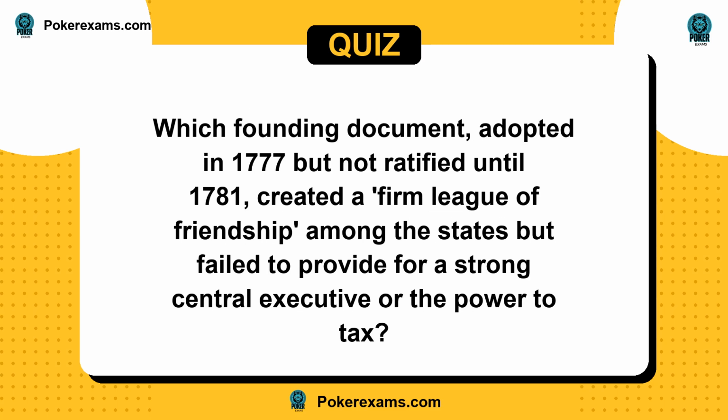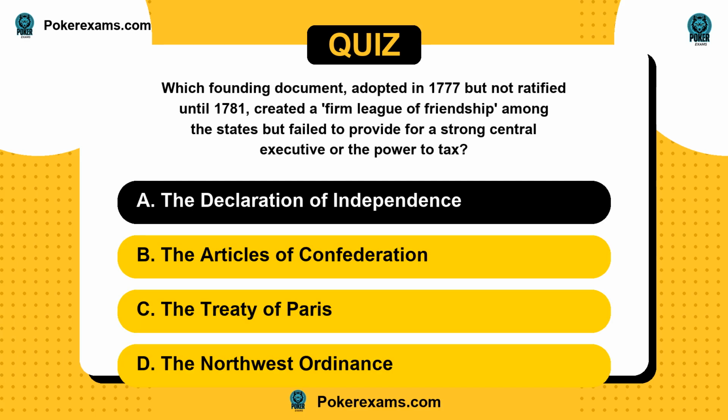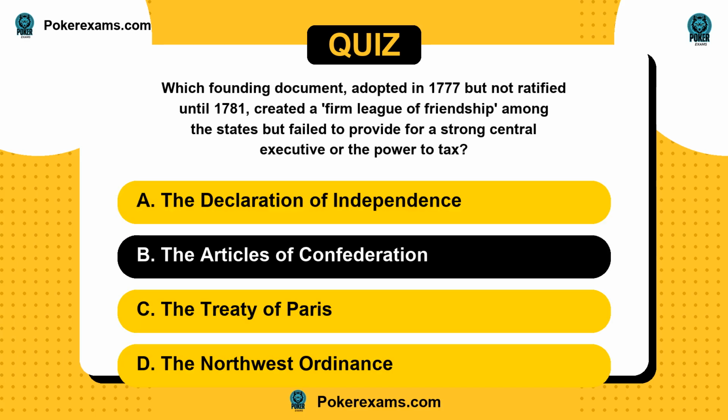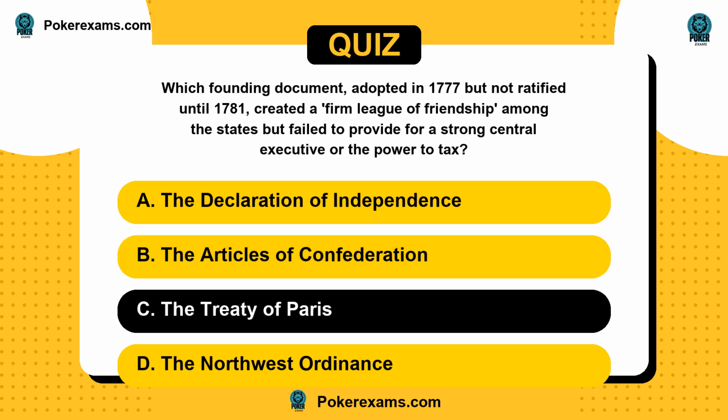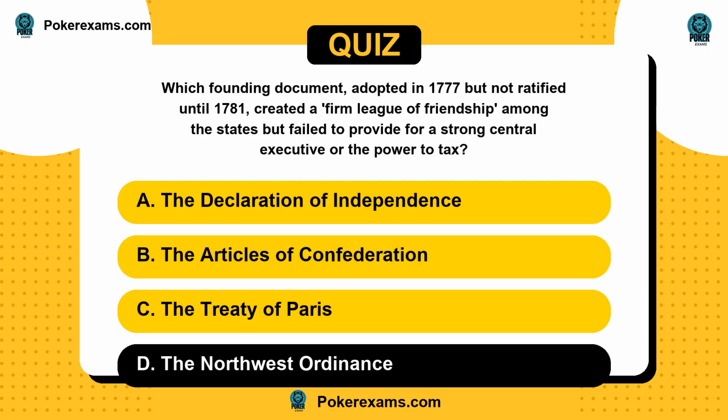Next question. Which founding document, adopted in 1777 but not ratified until 1781, created a firm league of friendship among the states but failed to provide for a strong central executive or the power to tax? Is it A, the Declaration of Independence? Or B, the Articles of Confederation? C, the Treaty of Paris? Or D, the Northwest Ordinance?